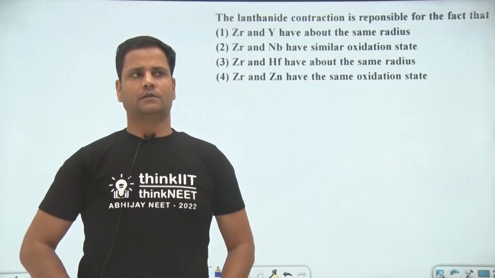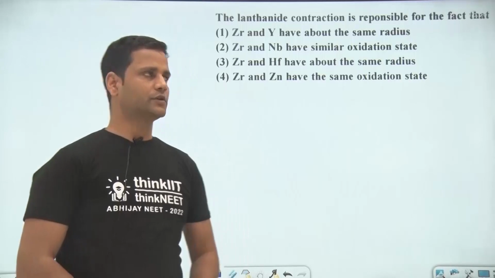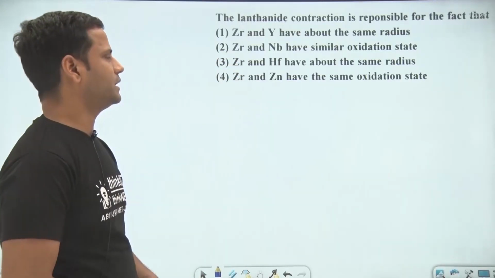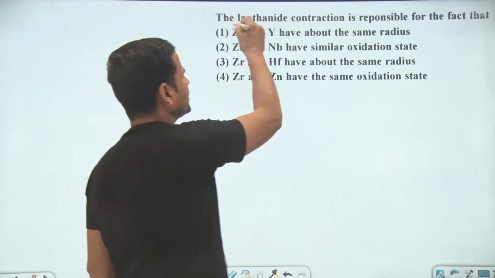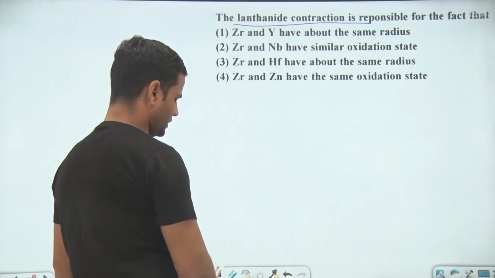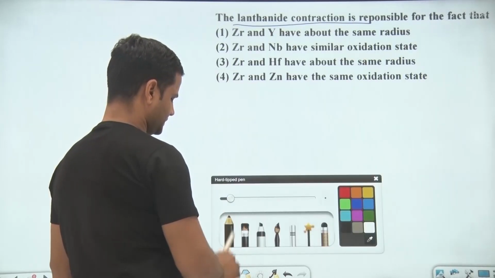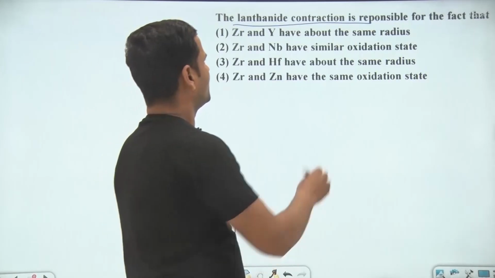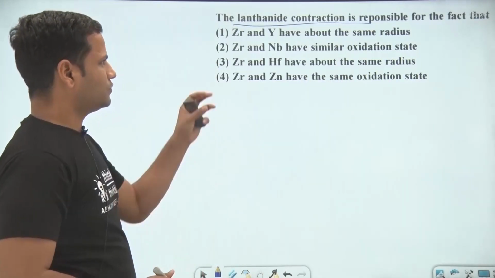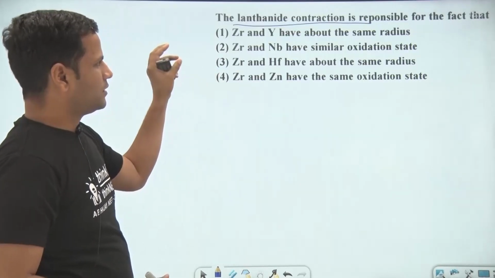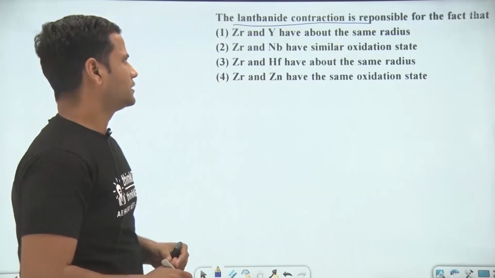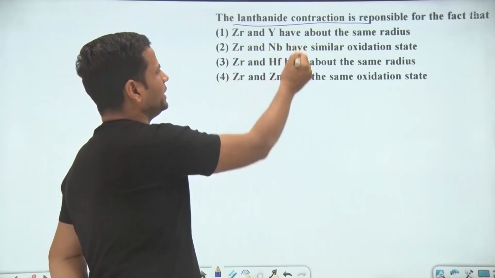Hello my dear students, now coming to the next question, and the next question is, the lanthanoid contraction is responsible for the fact that... it means when lanthanoid contraction comes in the 4th and 5th period, what happened? So lanthanoid contraction is responsible for the fact that, among all the 4, which statement is correct for the lanthanoid contraction? So the first option will be zirconium and yttrium.